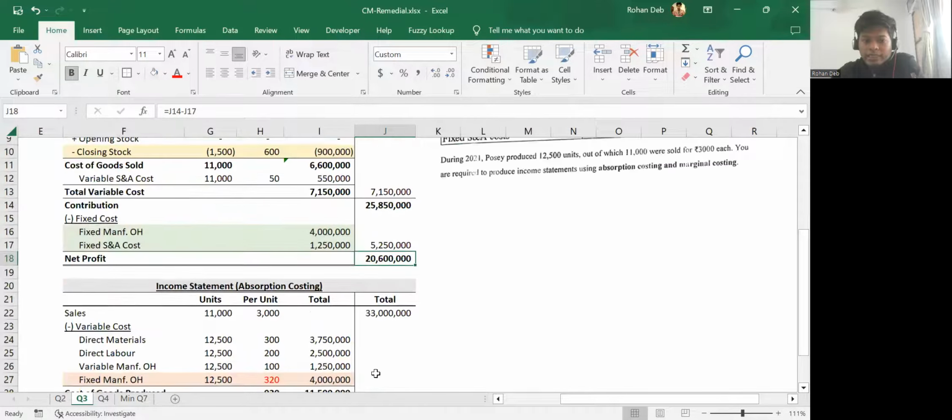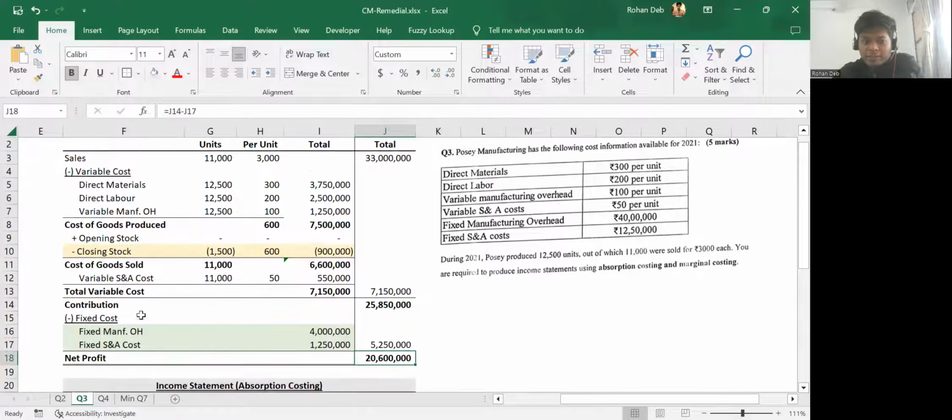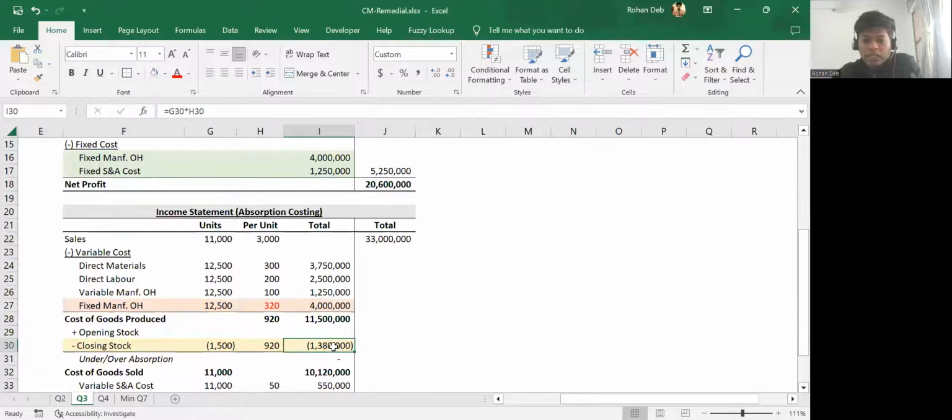So you can see that there is a significant difference in the profit. So now where is the difference? The difference will be in the closing stock, value of the closing stock. Even though the units are the same, the value of closing stock here is 9 lakhs. The value of closing stock here is 13.80 lakhs. Why? Because we have taken the absorption rate of fixed manufacturing overhead.